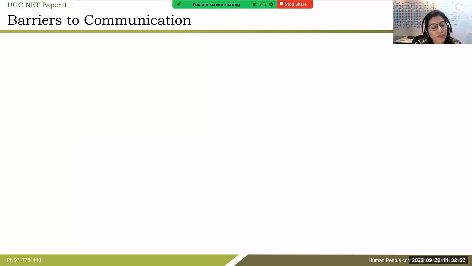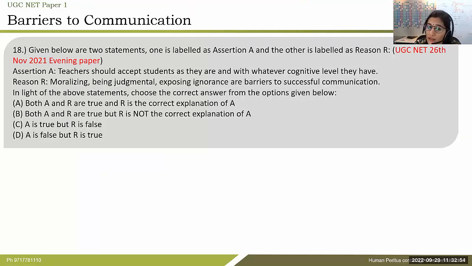Next question. Given below are two statements. This is another assertion and reason question. Assertion: teachers should accept students as they are and with whatever cognitive level they have. All right, this is true. Reason: moralizing, being judgmental, and exposing ignorance are barriers to successful communication. The same question has been asked in a different manner, as to which among the following is a barrier. We have just done that question two or three questions back.